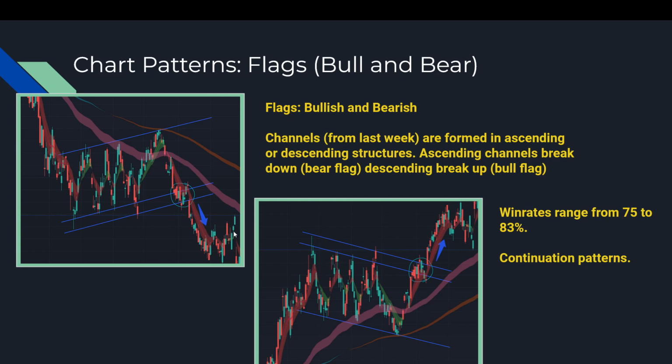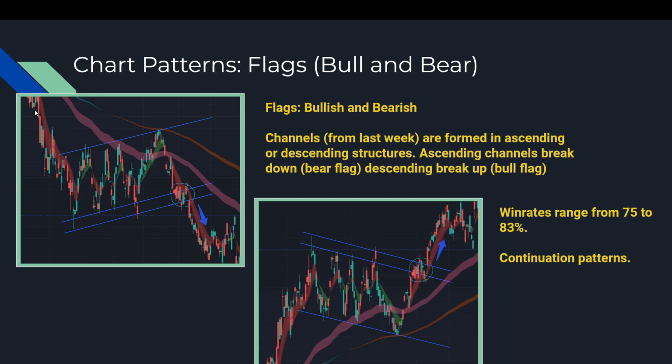break to the downside. I'm just going to say this is a bear flag to your left, a bull flag to your right. So bull flags are ascending. The price action is going up. It forms a descending channel. The price action breaks the direction that the channel was formed. So we came up into the channel, formed the channel. The price action breaks the same way the channel was formed.